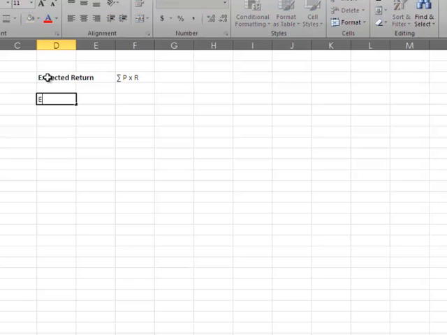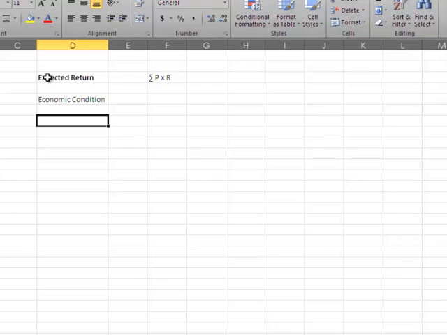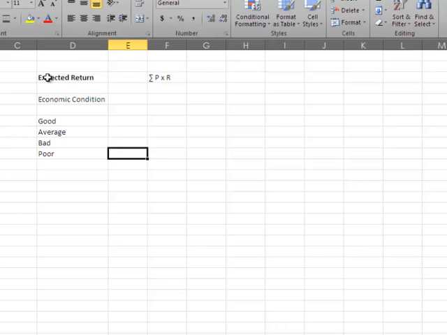Now let me type here the economic condition: good, average, bad, poor, and return. If the economic condition is good, the return is 20%. If the economic condition is average, the return is 16%. If the economic condition is bad, 10%, and if the economic condition is poor, the return is 3%.